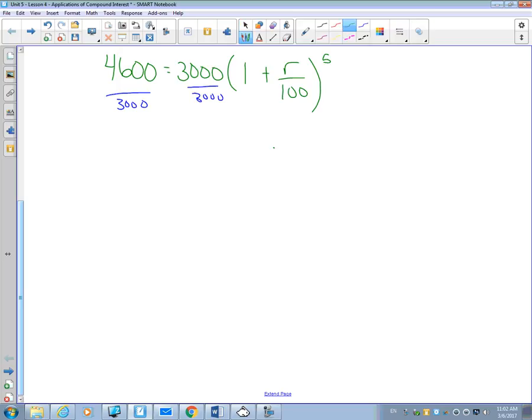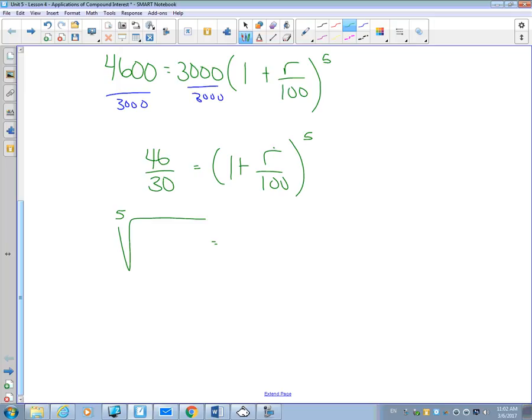I can think of it as 4,600 over 3,000, or if I want to, 46 over 30, just counts out the zeros. Or I could even reduce that if I wanted to, divide both by 2 and get 23 over 15. I'm just going to write it as 46 over 30 for now. And on the right-hand side, I've got R over 100 to the power of 5. Well, I need to get rid of the exponent next, the 5. I can do that by taking the fifth root.